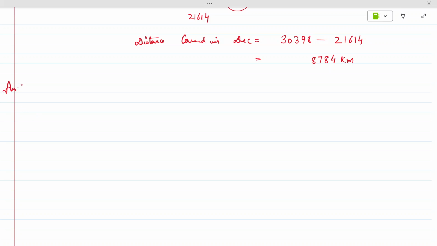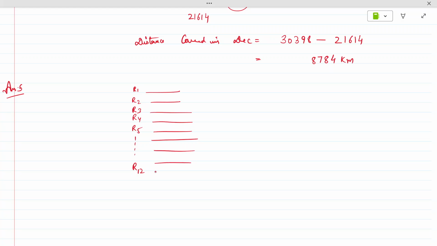It says that there is one audio visual room. It has 12 rows of chairs. So that means this is row 1, this is row 2, row 3, row 4, row 5 up to row 12. So it has 12 rows. Rows are horizontal lines, yeah, like this. So these are 12 rows.